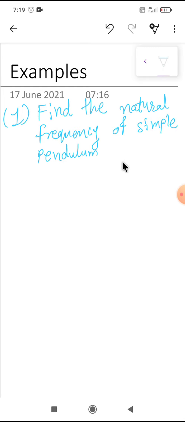So the first example is: find the natural frequency of a simple pendulum. To find this natural frequency, we will use both methods, that is, Newton's method or equilibrium method, and the energy method. So we will start with the first, Newton's method. Before starting, I will draw a simple pendulum.